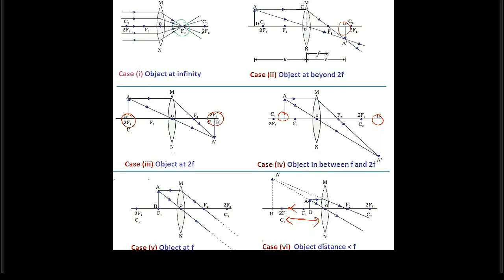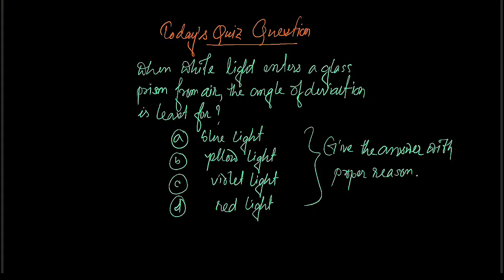Again, this is my today's quiz question, depending on this video. When light enters a glass prism from air, the angle of deviation is least for, four options are given: blue light, yellow light, violet light, and red light. First watch the video, then give me the answer with proper reason. So this is my today's quiz competition question.